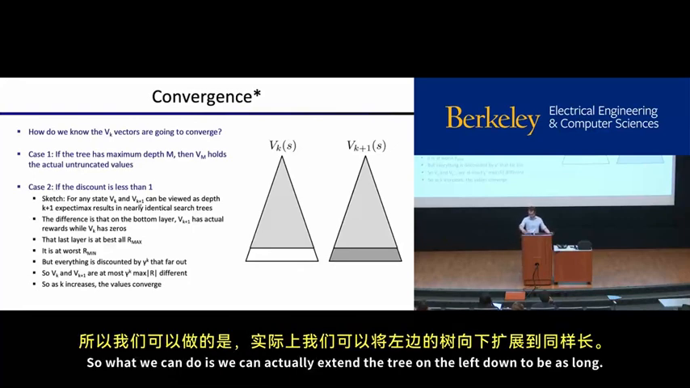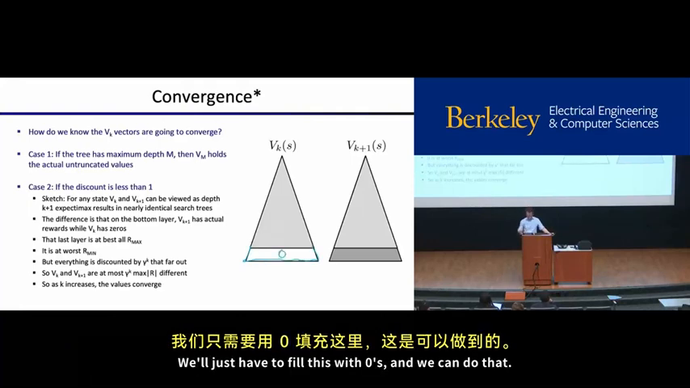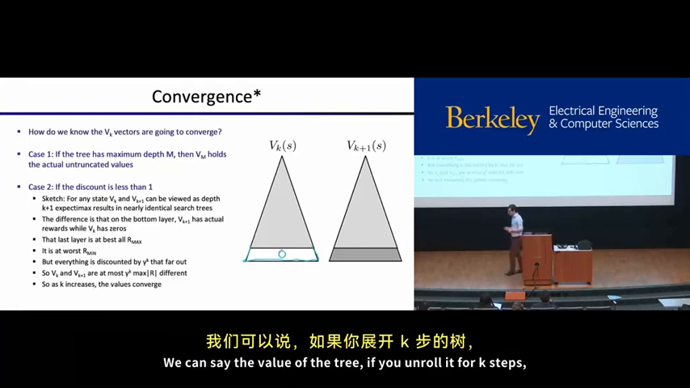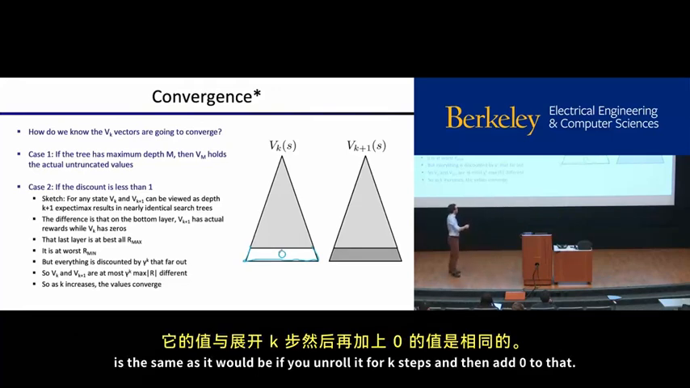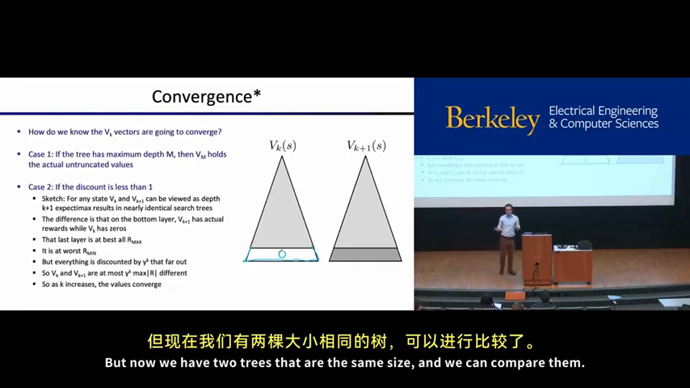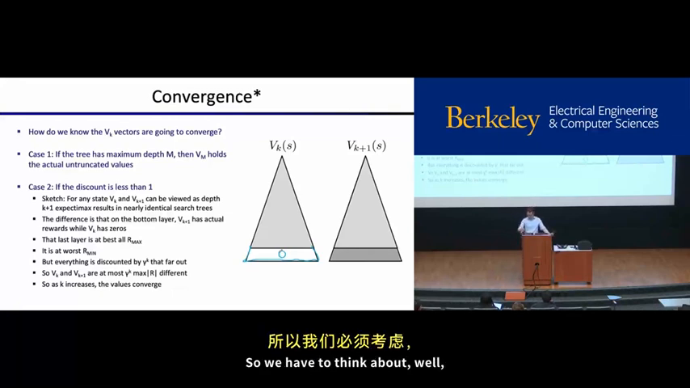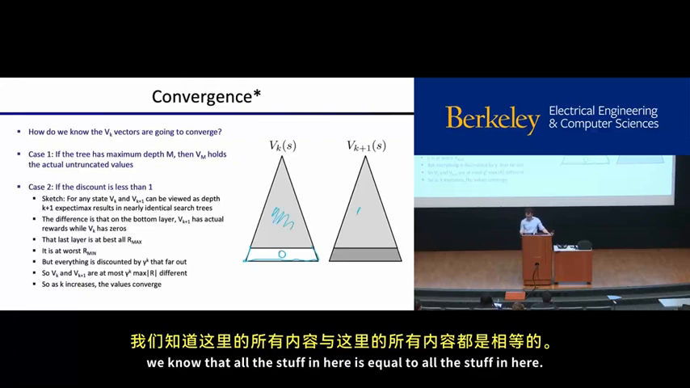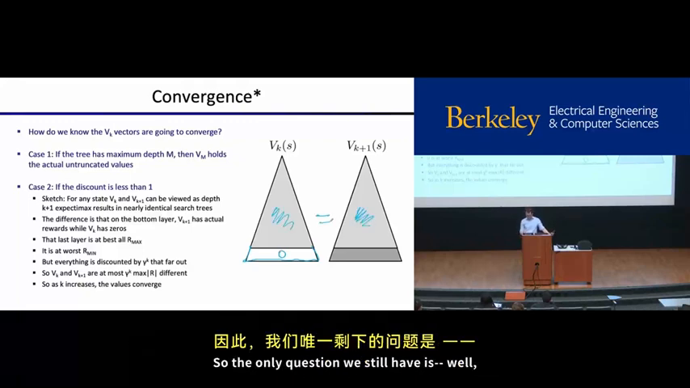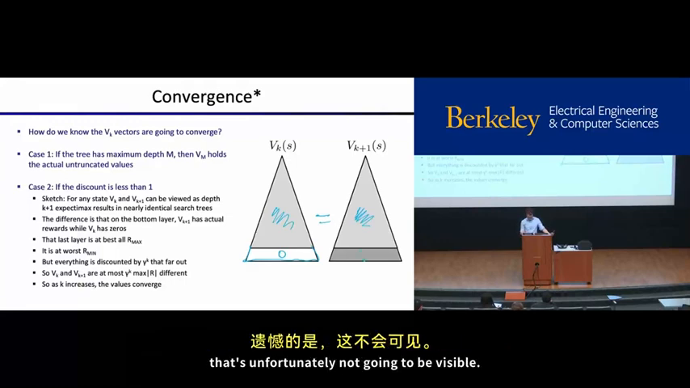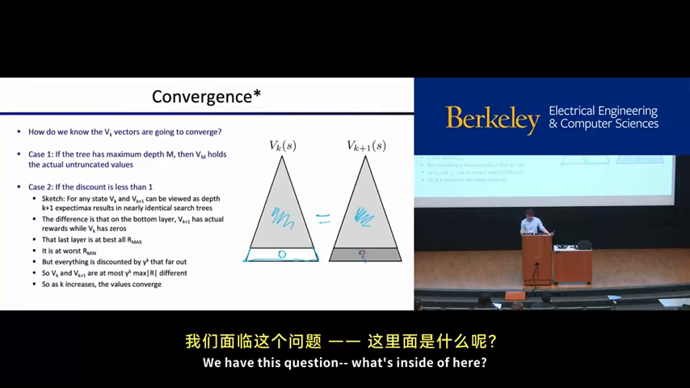So what we can do is extend the tree on the left down to be as long. We'll just have to fill this with zeros. We can say the value of the tree, if you unroll it for k steps, is the same as it would be if you unroll it for k steps and then add 0 to that. So that's no problem. But now we have two trees that are the same size and we can compare them. We know that all the stuff in here is equal to all the stuff in here. Those are equal. So the only question we still have is, what's inside of here?